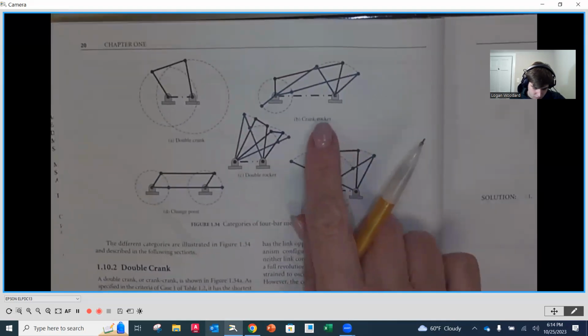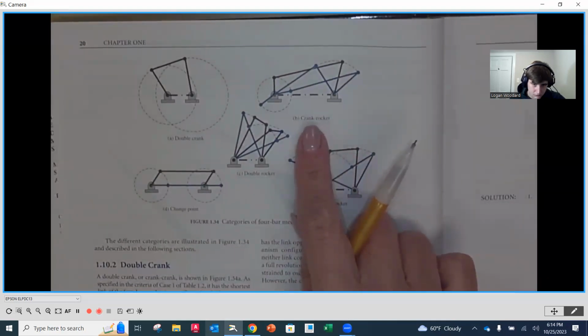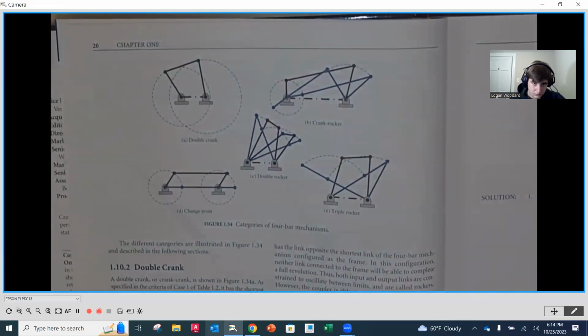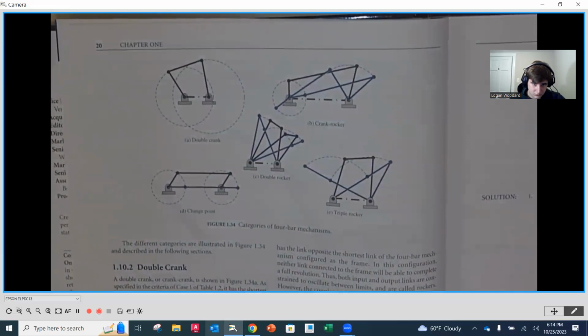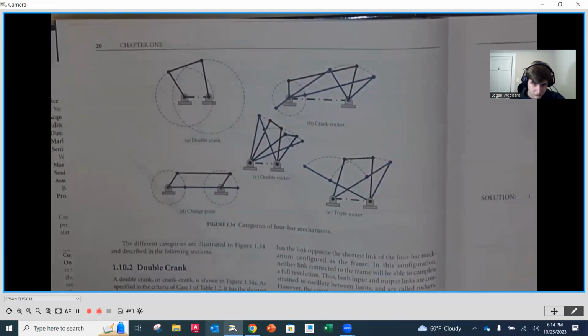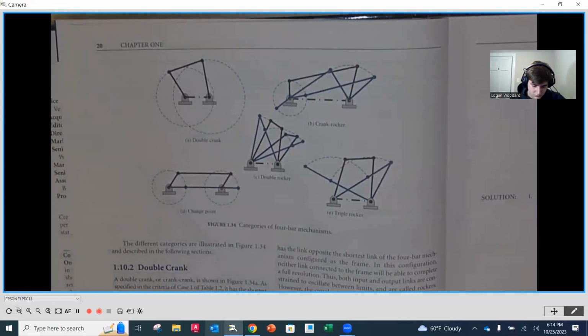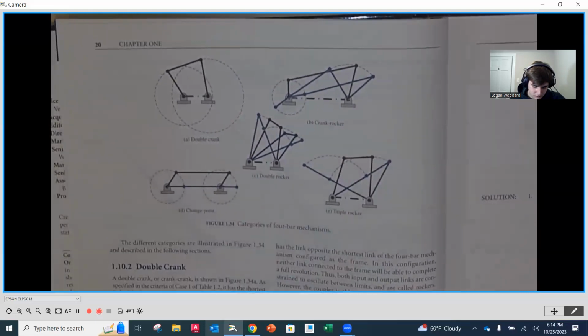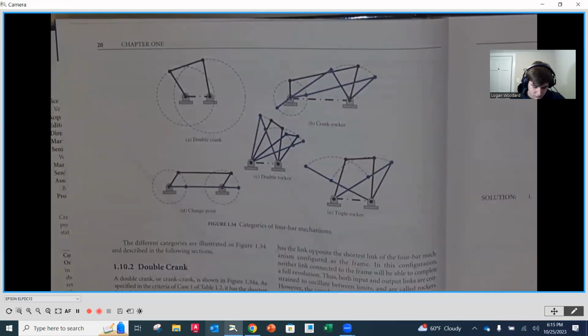The next type is called a crank rocker. On the input, this would be like a motor going around 360 degrees all the time. But the output just oscillates, or rocks back and forth. It's not going to make a full circle. The next type is called a double rocker. On our input, it's rocking or oscillating back and forth, and our output is doing the very same thing.